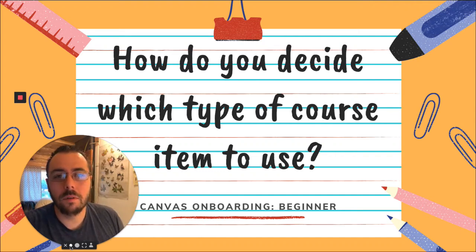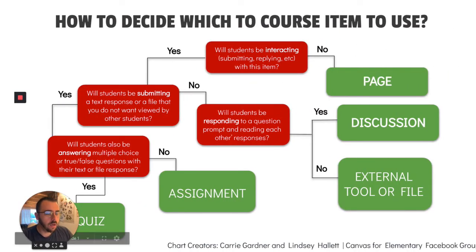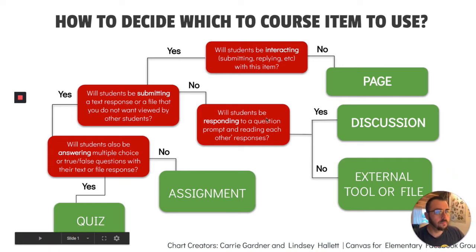So when it comes to choosing a course item, and by that I mean the pages, assignments, quizzes, or discussion posts, external tools such as Google applications or an embedded tool, or just uploading a file, how do you decide which one to use for a particular assignment? The Facebook group Canvas for Elementary, Carrie Gardner and Lindsay Hallett created this great flow chart, and I think this could be very helpful in deciding which course item to use.